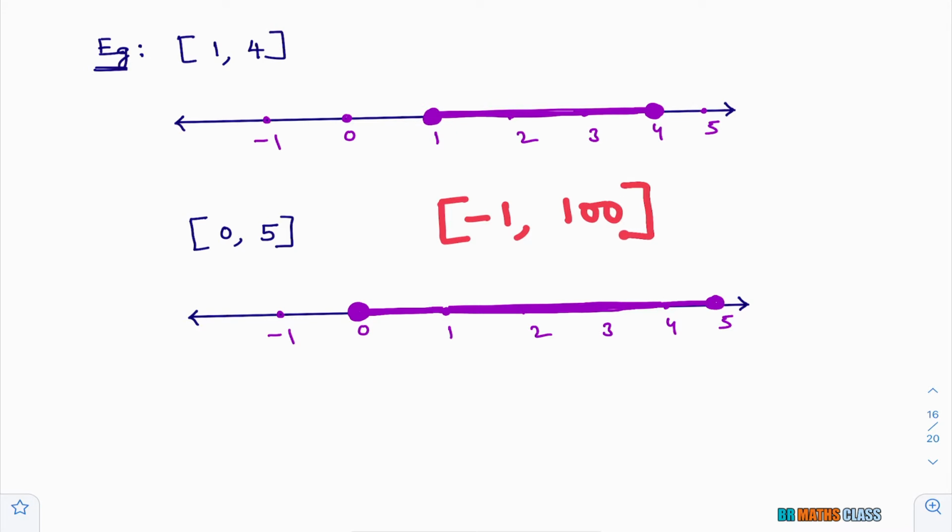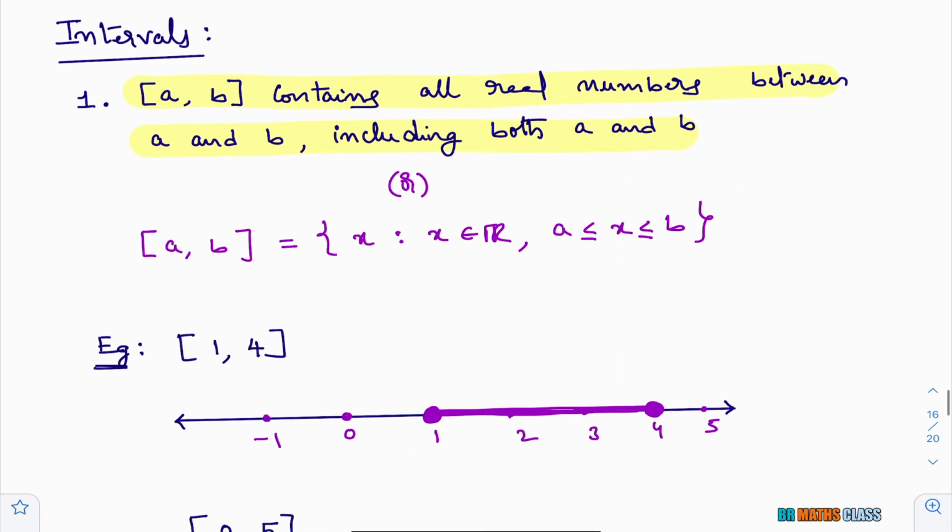Like that, we can discuss n number of intervals, like closed interval minus 1 comma 100. What does it mean? By seeing the brackets, we'll read it as closed interval minus 1 comma 100. It contains all real numbers between minus 1 and 100. And as it is a closed interval, minus 1 is also included, 100 is also included. So in intervals, a total of 4 types are there. You learned the first type. What is that? Closed interval a comma b. Now you know what is meant by closed interval a comma b.